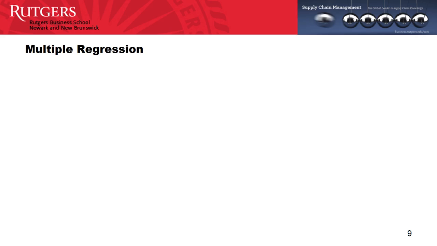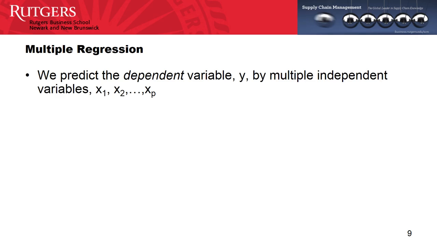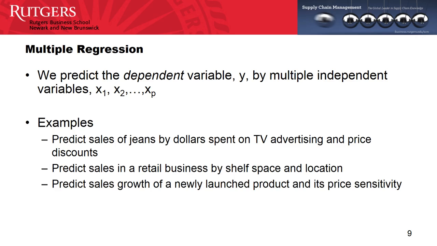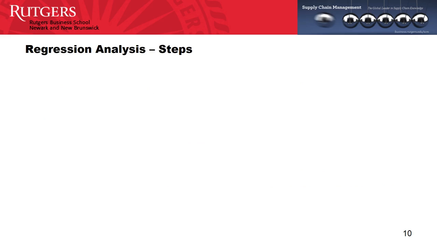In a multiple regression, we can predict the dependent variable y by multiple independent variables x1, x2, and so on. For example, we can predict the sales of jeans by dollars spent on TV advertising and price discounts, the sales in a retail business by the shelf space and location, and the sales of a newly launched product over time and price. For a regression analysis, we use the following standard steps.